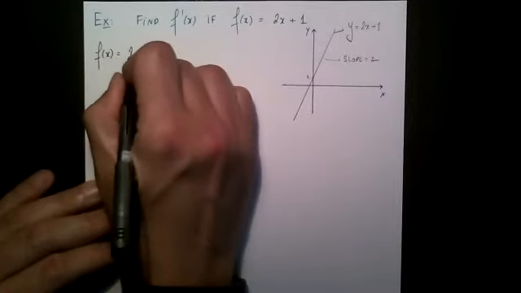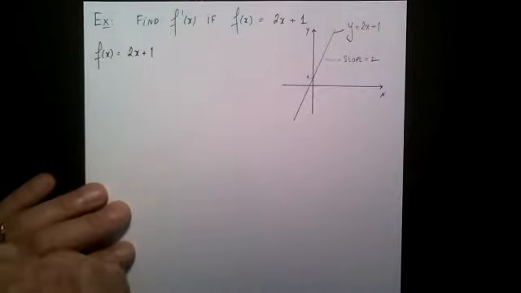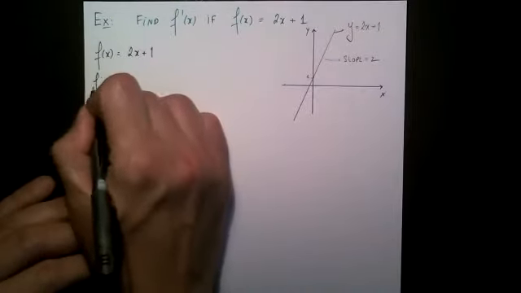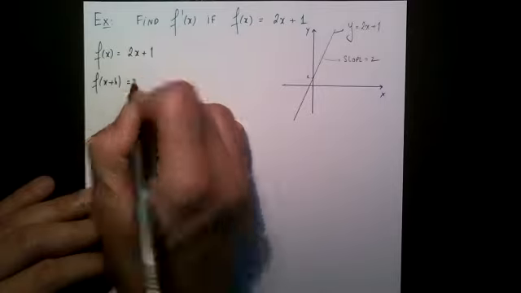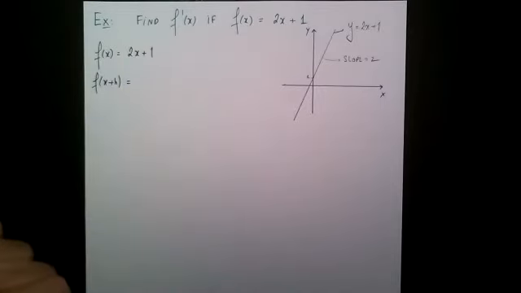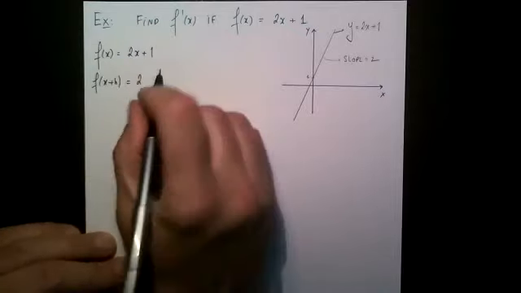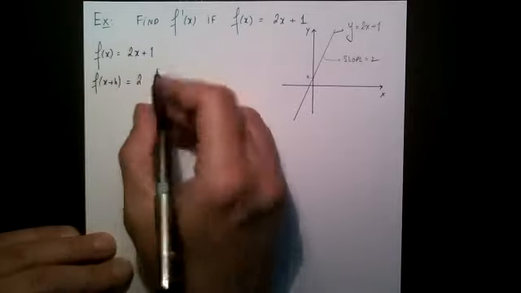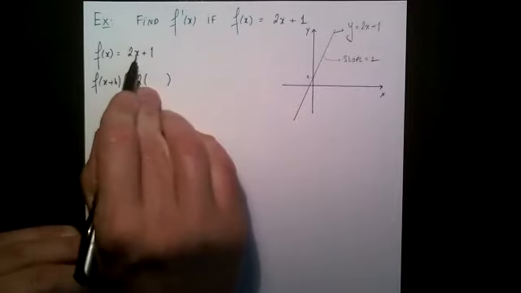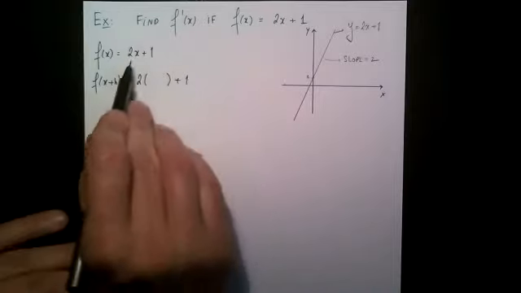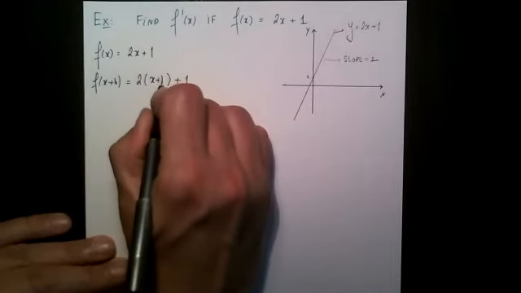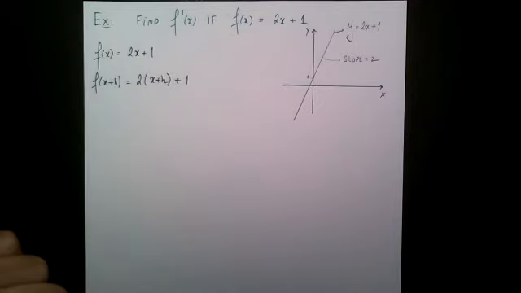So f of x is equal to 2x plus 1. I also need f of x plus h. So what's f of x plus h, if f of x is 2x plus 1? It's 2 times x plus h, plus 1. So every x becomes an x plus h. There was an x here, so the x here becomes x plus h. That's how it works.